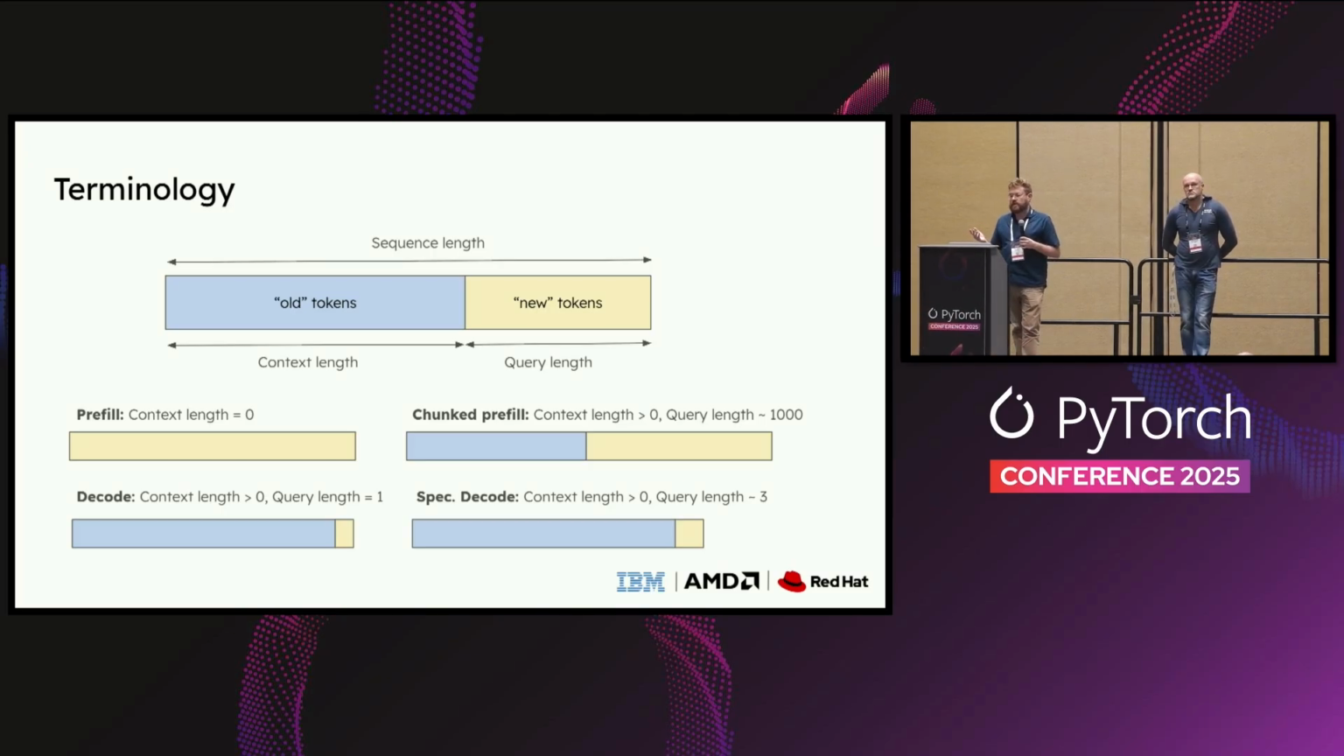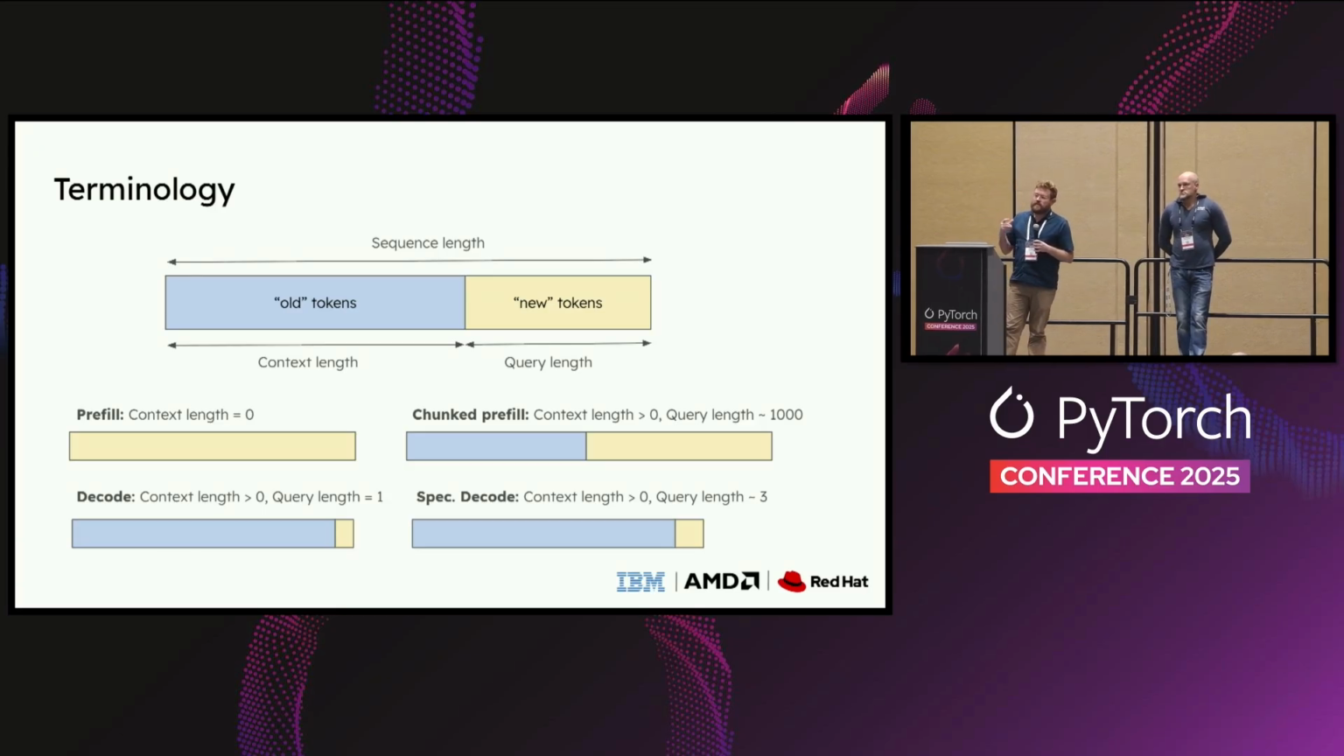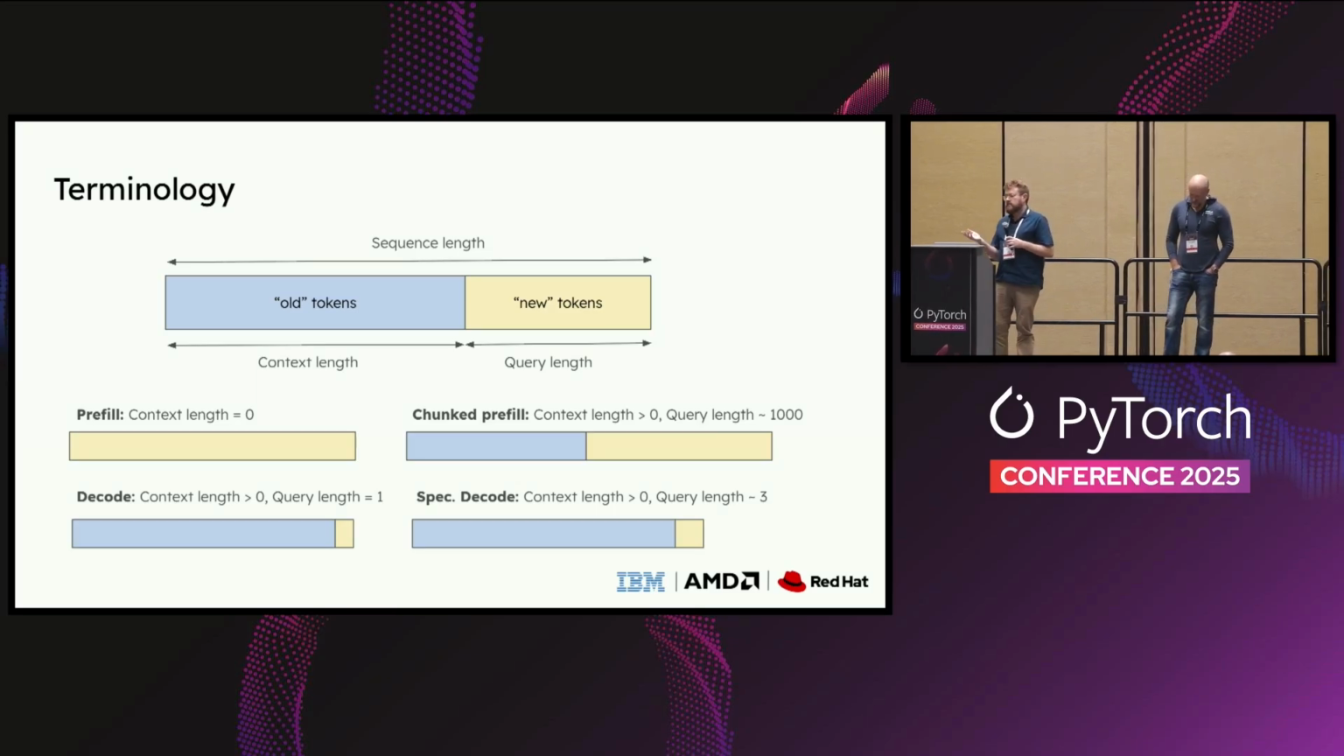If the context length is 0, so you only have new tokens, this corresponds to your standard prefill operation, where you're just prefilling the whole prompt. If the context length is non-zero, so you already have some paged KV cache that you've computed in previous iterations, but your query length is like 1K, 2K, 4K, this is what we see when we do chunked prefill or prefix caching type ops.